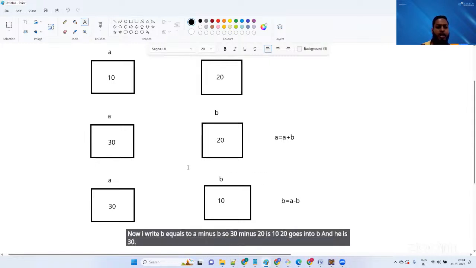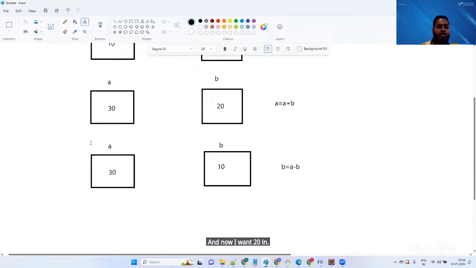And now I want 20 in A. What will I write now? A equal to A minus B again. A equal to A minus B. So that is 30 minus 10, which is 20.